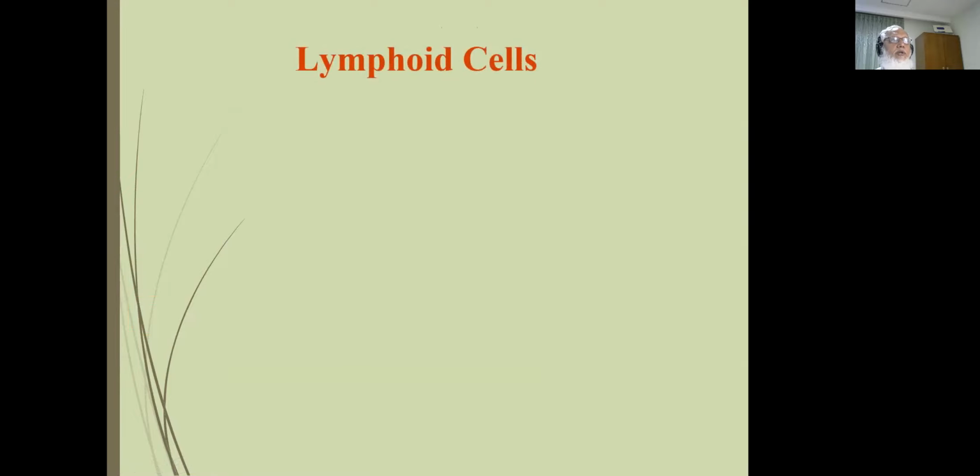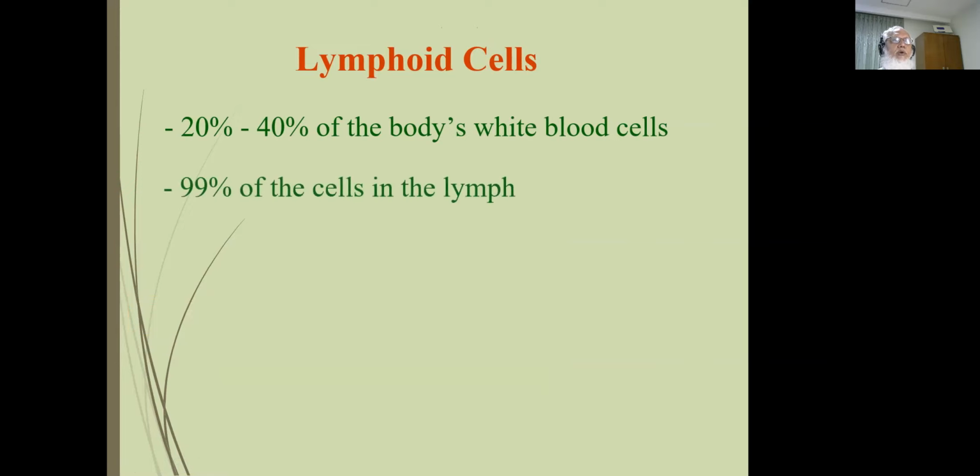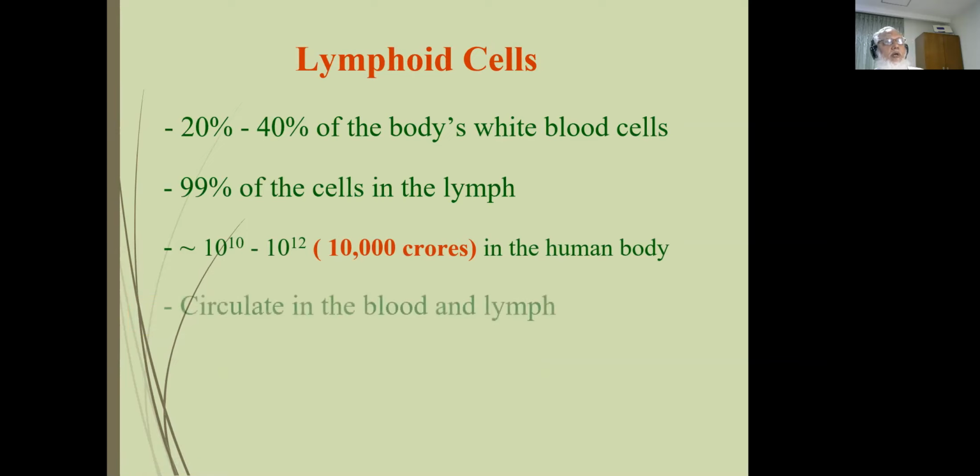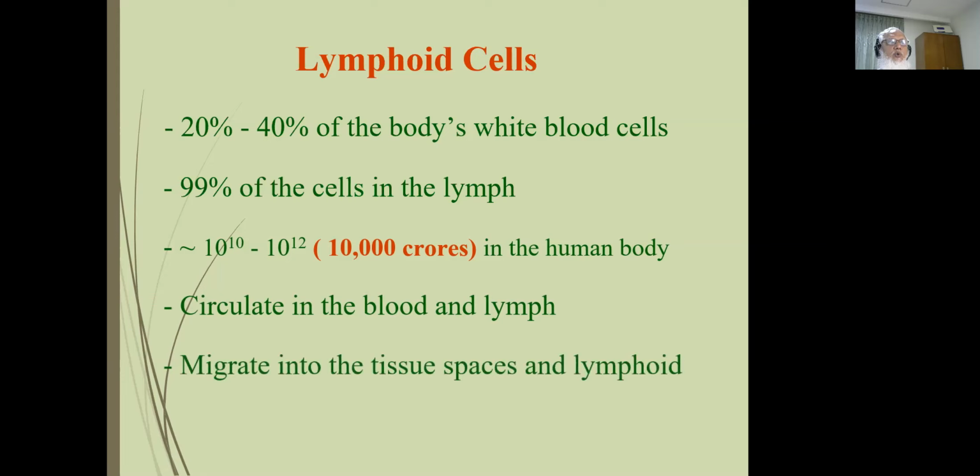Let us discuss about the lymphoid cells. Lymphoid cells, they constitute 20 to 40% of the body's WBC. Why they are called lymphoid cells? Because 99% of the cells remain in the lymph, not in the blood. And in our human body, more than 10,000 crores, 10 to the power 10 to 10 to the power 12 lymphoid cells in the human body, huge number. They circulate in the blood and lymph, and they migrate into the tissue spaces and the lymphoid tissues.